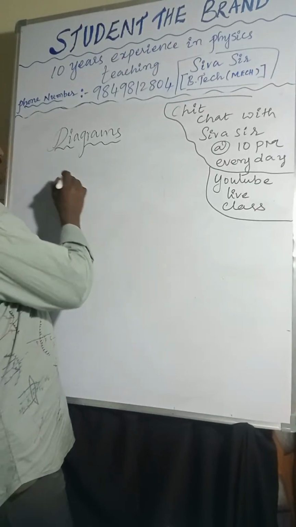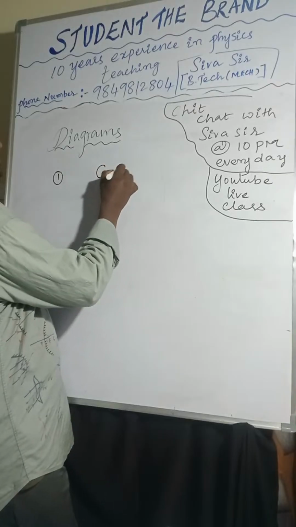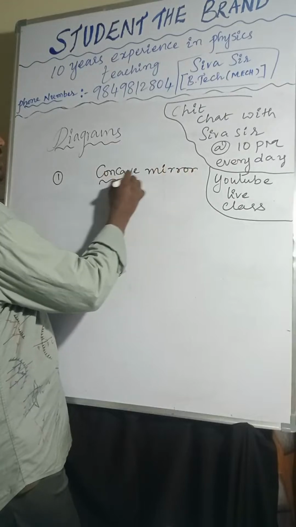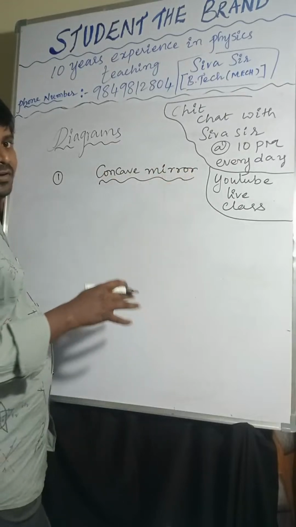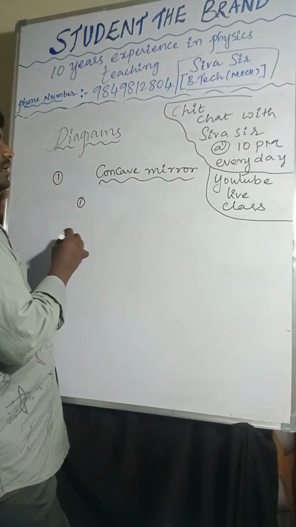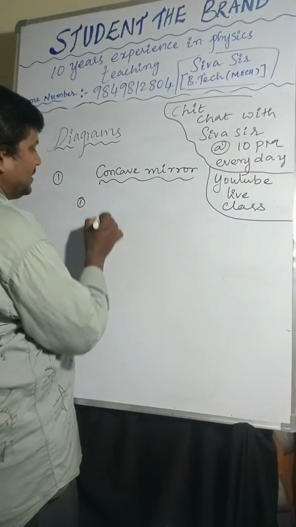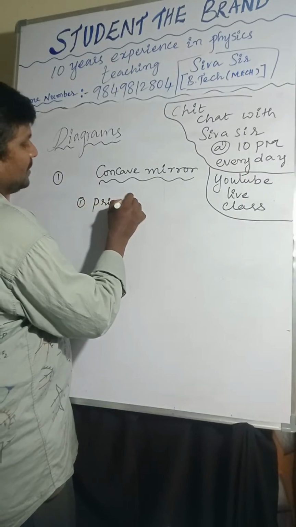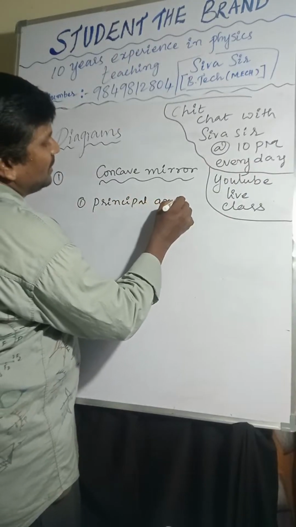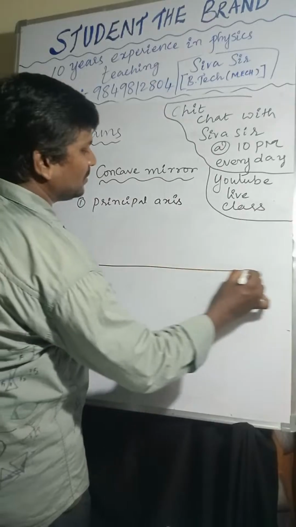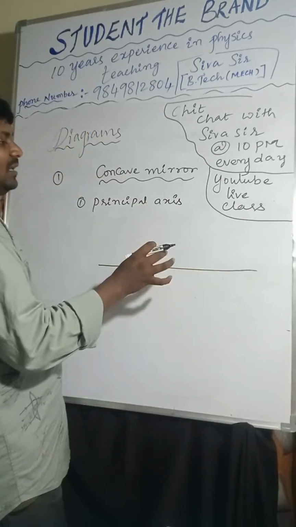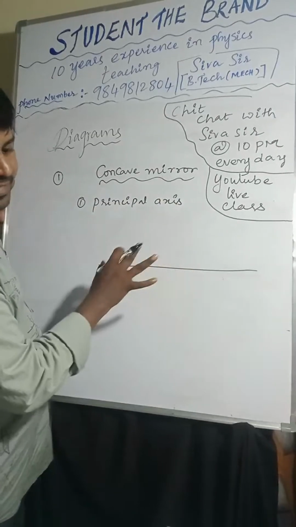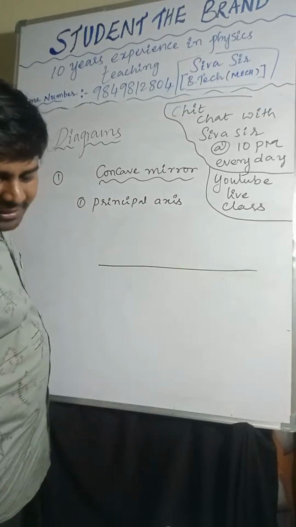First I'm taking the concave mirror. I will explain step by step how to follow. Point number one: draw the principal axis. First you have to draw the principal axis. Second point: take a certain portion. If you want to draw the diagram, you have to select the space.